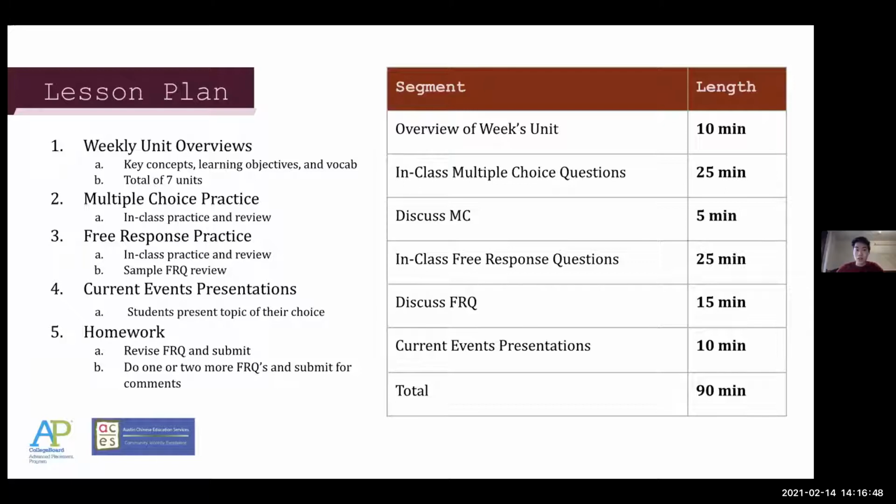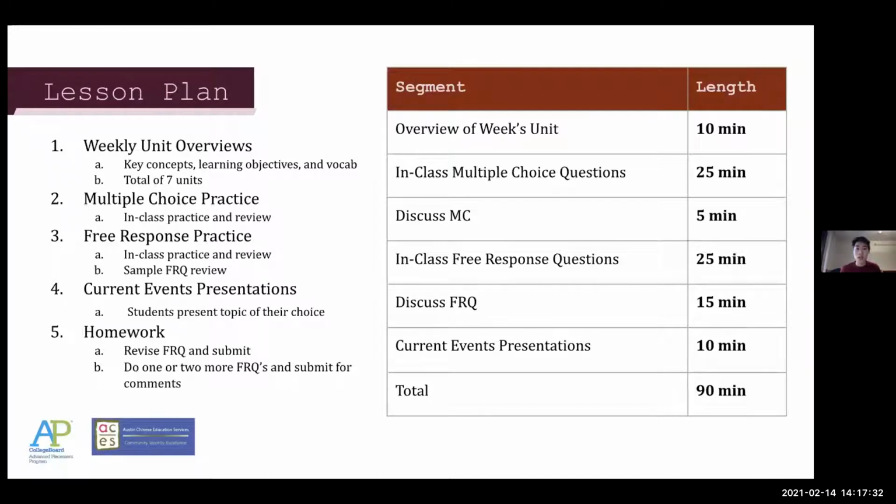We'll do a lot of in-class practice, and we'll also do a lot of review. That's pretty self-explanatory. And then also we have free response practice. During the free response practice, I will also be providing my own sample free response, so the students will have a customized example to refer back to. I'll also be providing personalized feedback for every single person's free response practice to make sure that they're answering the questions not only correctly, but also concisely, so that they can finish all the questions in time. And finally, I think the most fun part of the lesson will be the current events presentations.